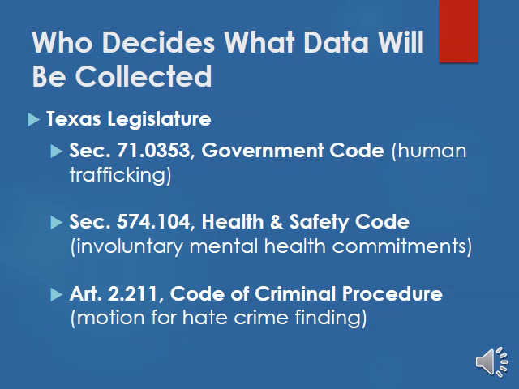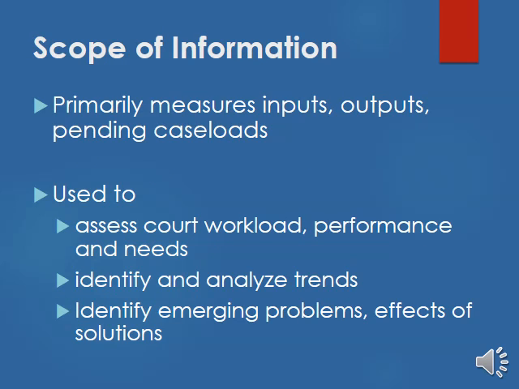The Texas legislature also mandates that certain information be reported to OCA. The legislature has created statutes requiring clerks to report information on human trafficking, involuntary mental health commitments, and hate crime findings. The reports primarily capture information on the court's inputs, that is, cases filed, outputs, adjudications or dispositions, and pending caseloads, which are the basics of any court data collection.